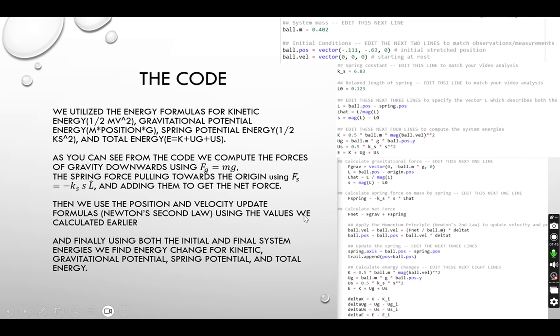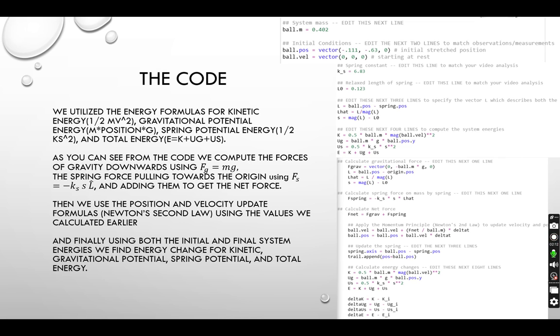The code: we utilize the energy formulas for kinetic energy, 1/2 mv squared, gravitational potential energy, m times position times the force of gravity, and the spring potential energy, which is 1/2 ks squared, and the total energy, which is just adding those all together. As you can see from the code, we compute the force of gravity downward using Fg equals negative mg, and the spring force pulling towards the origin using Fs equals negative ks s L hat, and adding them to get the net force.